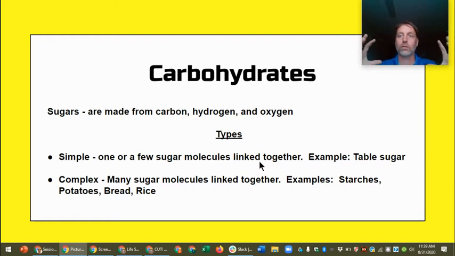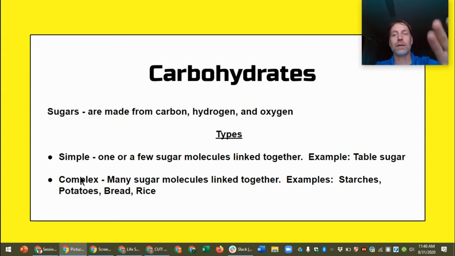So I want you to think of a train, and we have 2 cars that are linked together. Okay, so it's simple. So that is easier to break apart. 2 cars on the train are easier to break apart or to move, think of it that way, than a longer one. A complex one would be a molecule with much longer sugar chains attached to one another. An example of that type of food would be starches like potatoes, bread, and rice.